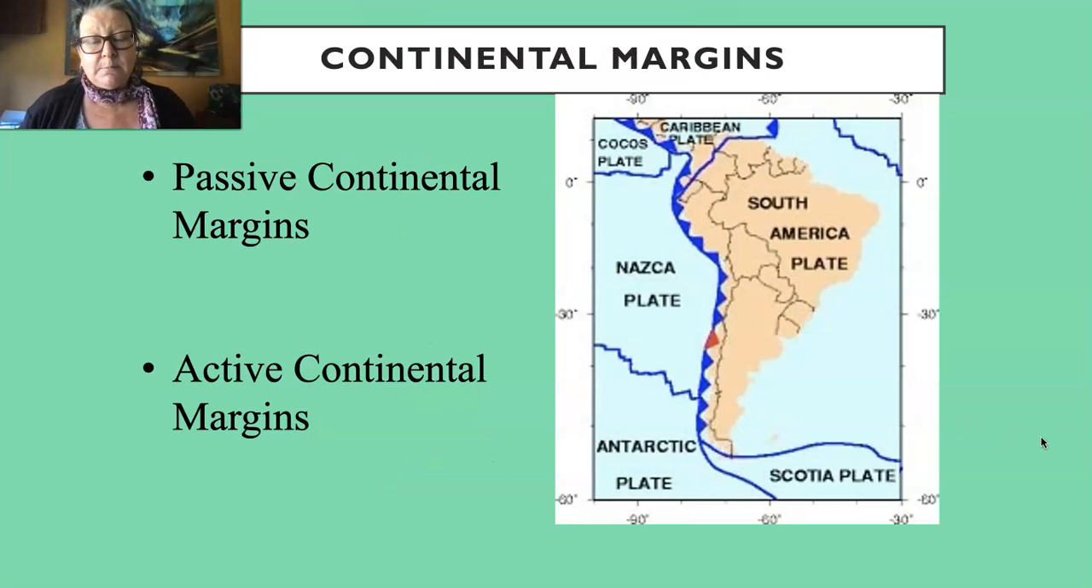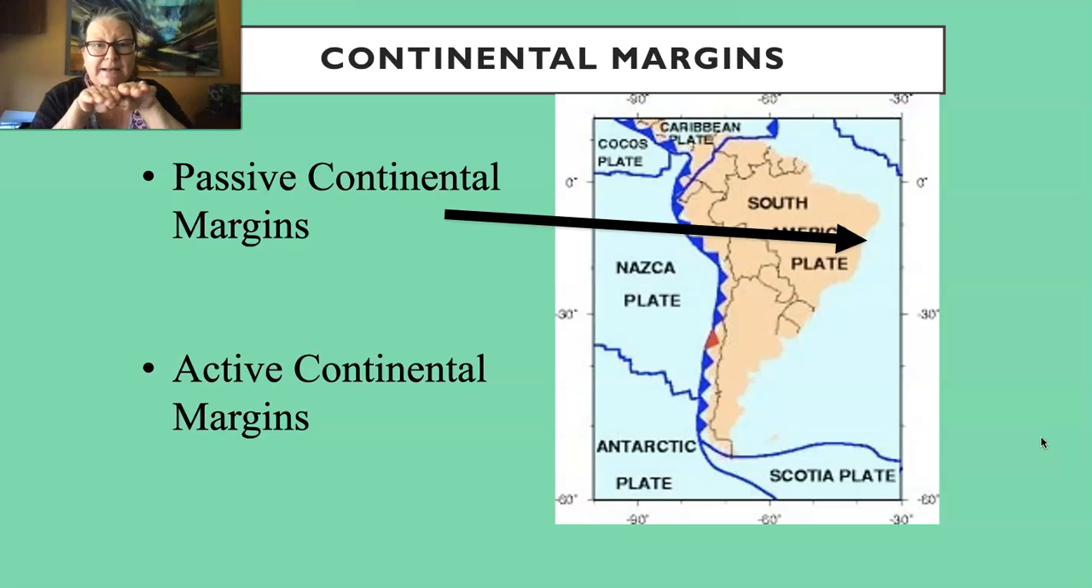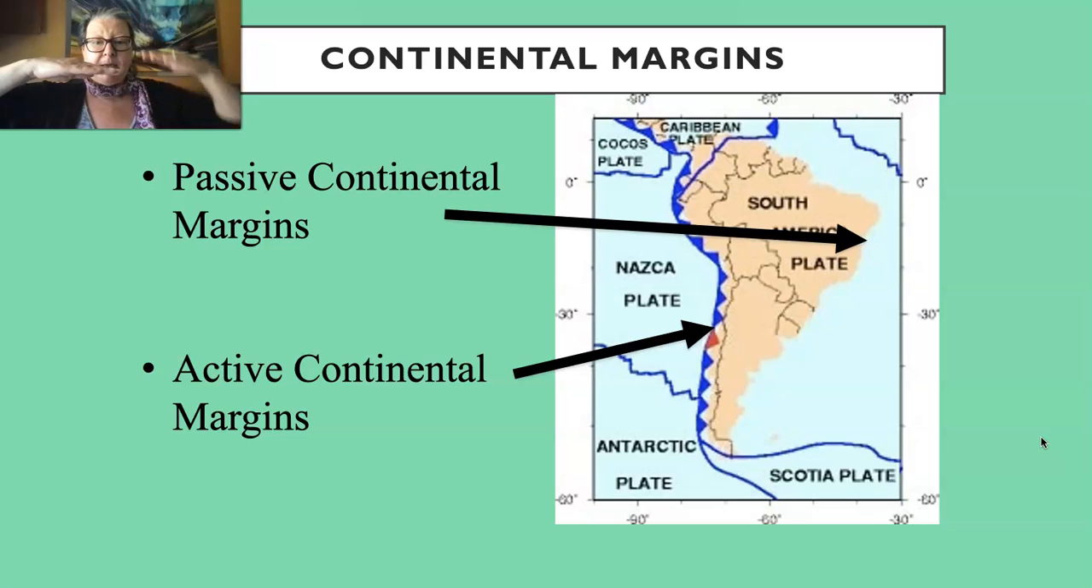All right, so continental margins are either passive or active. A passive continental margin, such as on the east coast of South America, is a continental margin that has no tectonic activity going on. There are no plates meeting at that location. Whereas an active continental margin, such as the west coast of South America, does have plates that are interacting. In this case, we have a plate called the Nazca Plate and the South America Plate. And it turns out the Nazca Plate is going down underneath the South American Plate.